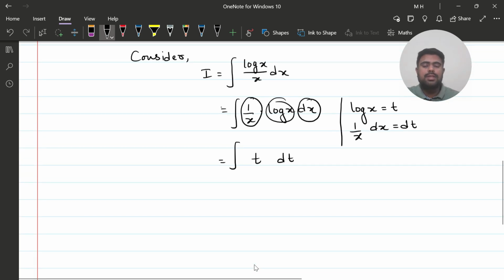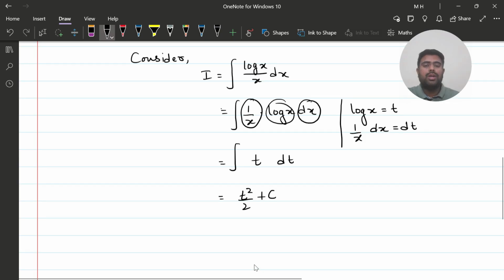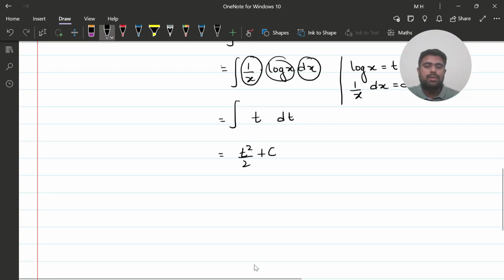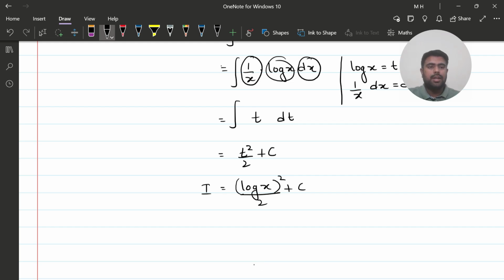Is it not the simplest form that we have? So this is equal to the integral of t dt. What is the integral of x with respect to x? It is x square by 2 plus c. What is the integral of t with respect to t? It is t square by 2 plus c. What is t? t is nothing but log x. So if I substitute log x, it would be log x whole square divided by 2 plus c. This is the value of the integral.